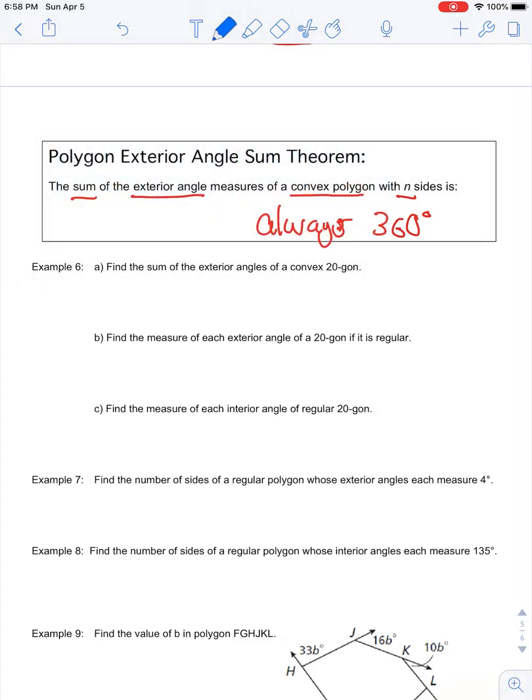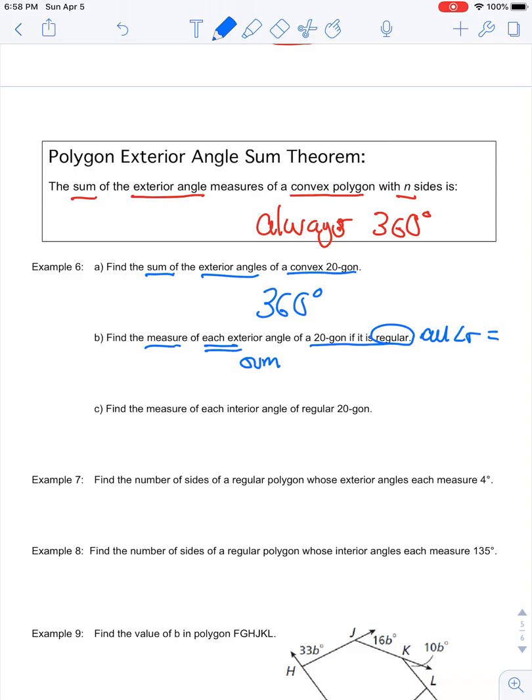When we start answering questions then, think about what it's asking. Find the sum of the exterior angles of a convex 20-gon. We know that in every case, the sum of the exterior angles will always be 360 degrees. Now, if it says find the measure of each exterior angle, and we know that it is a regular 20-gon, remember that regular means all angles are equal.